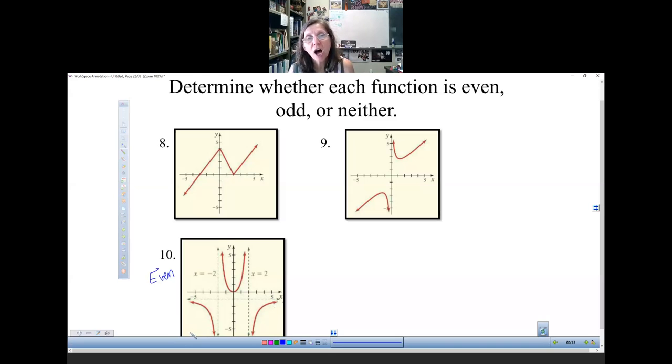Which one is the odd function? I don't mean odd by looking at it odd. I mean, which one, if I fold across the y-axis and the x-axis, would everything line up? Which one is the same thing in the essentially first mirror images across the first and third quadrants?